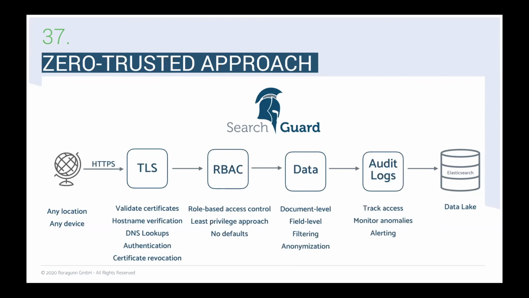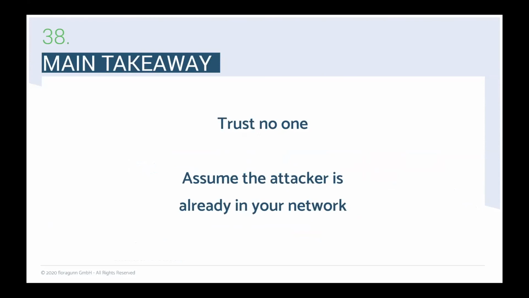And with the audit log module, especially in combination with the alerting, you can track access to your data. You can monitor your data in your cluster for anomalies. And you can then implement alerts, which means notifications via email, Slack, PagerDuty, and so on. So your main takeaway from this presentation should probably not be any very specific technical detail. I think the main takeaway should be: trust no one and assume that the attacker is already inside your network.